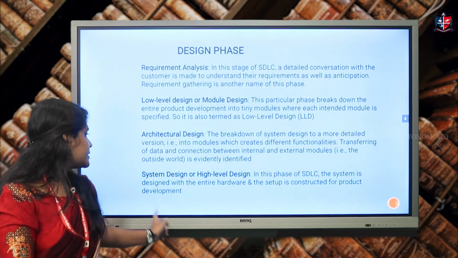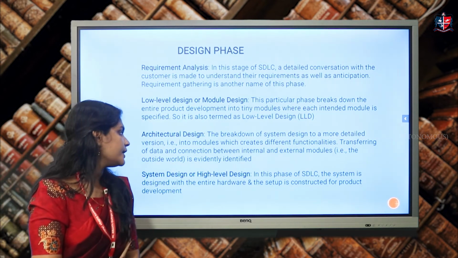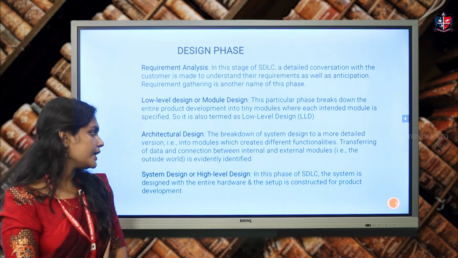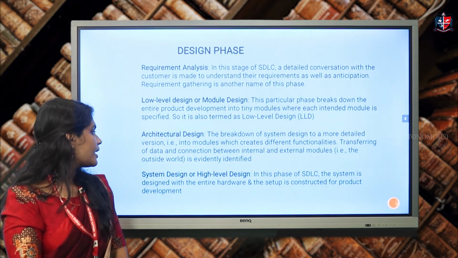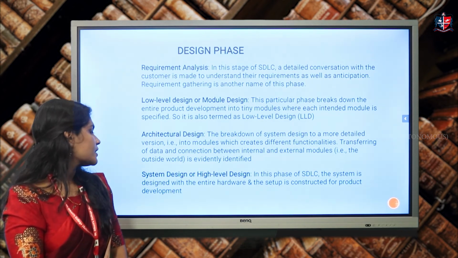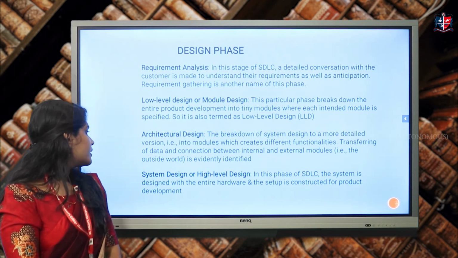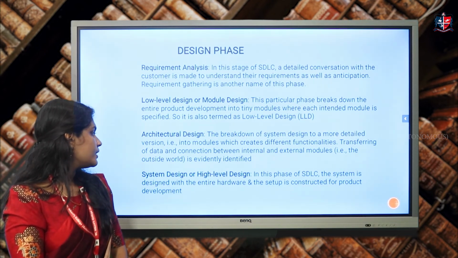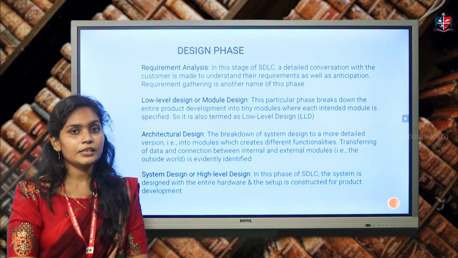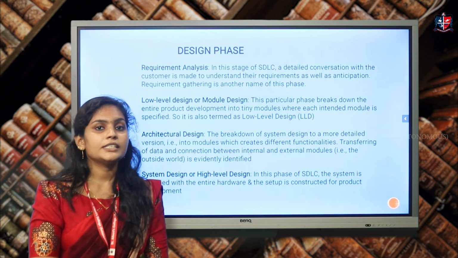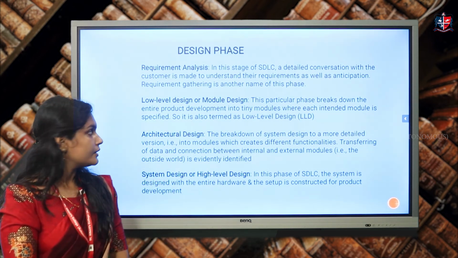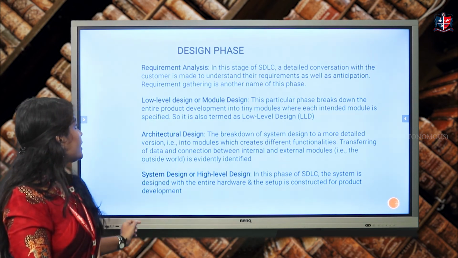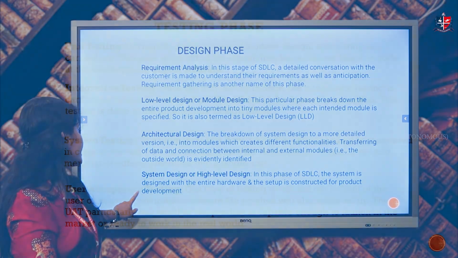And the next phase is system design or high level design. In this phase of SDLC, the system is designed with the entire hardware and the setup is constructed for product development. System design or high level design is the designing phase used for designing the hardware or other parts. So these are the four phases in the designing phase.